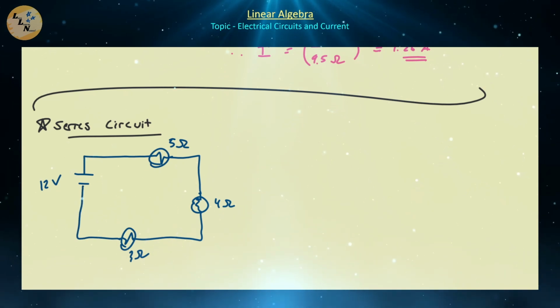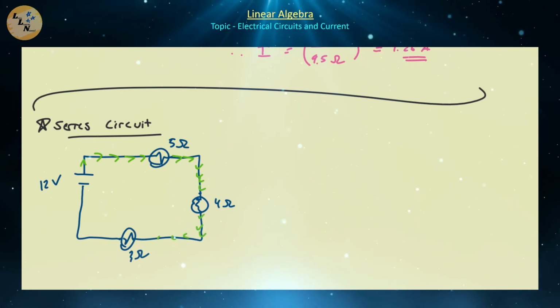So we say that these resistors are in series because they follow the same exact path. Notice that if an electron passes through this wire, it's going to pass through that first resistor, then it's going to pass through that second resistor, and then it's going to pass through that third resistor, and it doesn't have the option of bypassing any of them. Therefore, we say that these resistors are in series.